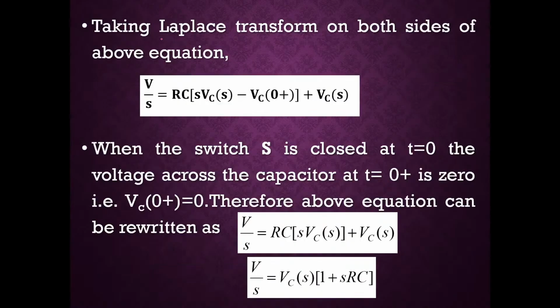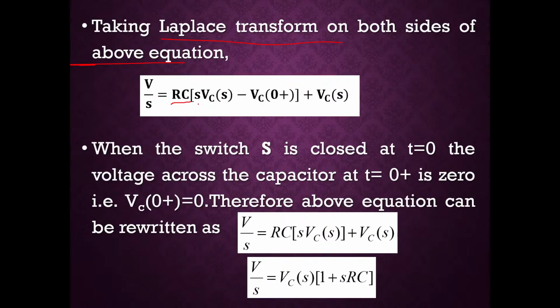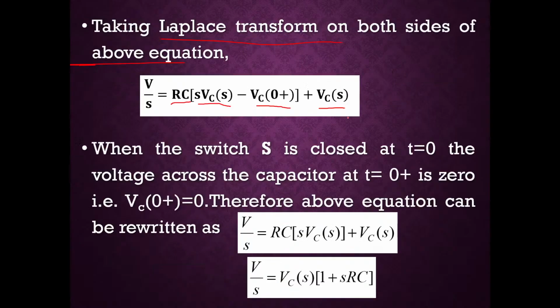Now let us apply the Laplace transformation to the above equation. By taking the Laplace transform of the above equation, V of t will become V by S, RC is constant, and for d by dt of Vc of t, the Laplace you will get is S Vc of S minus Vc of 0 plus, plus Vc of S. So Vc of t will become Vc of S.